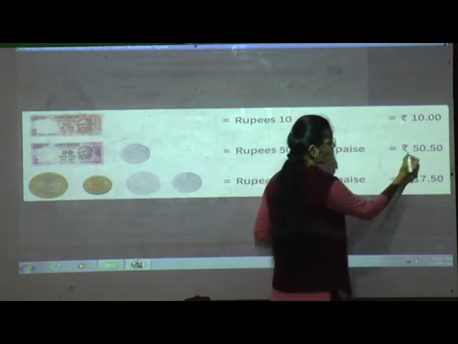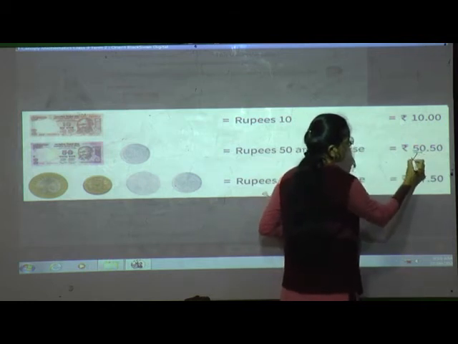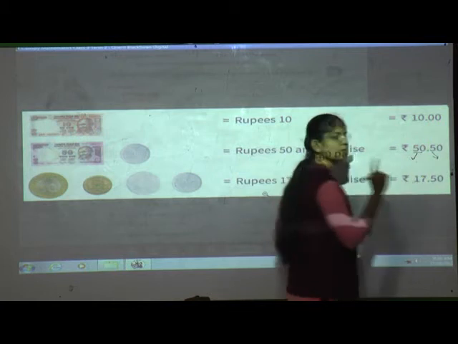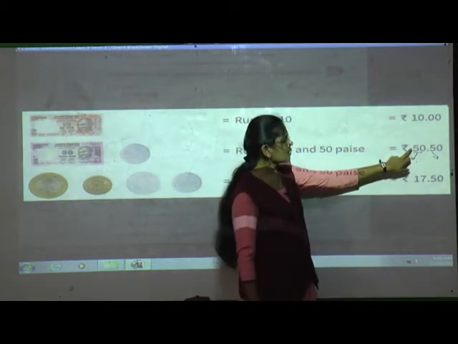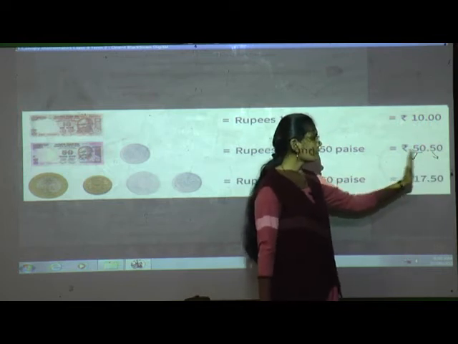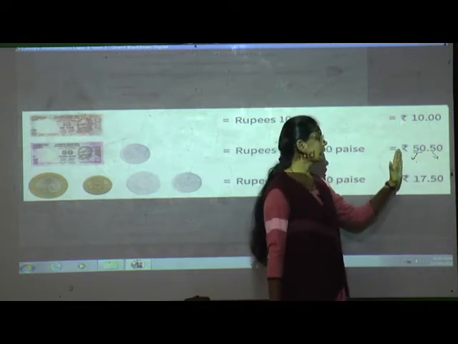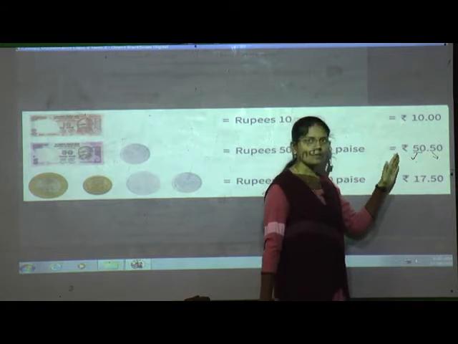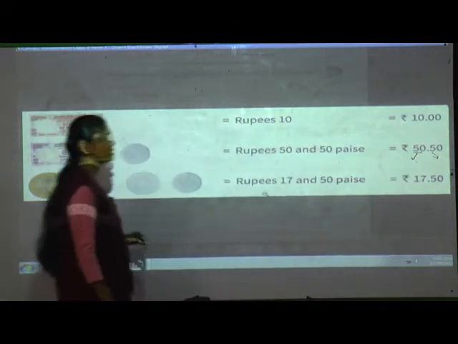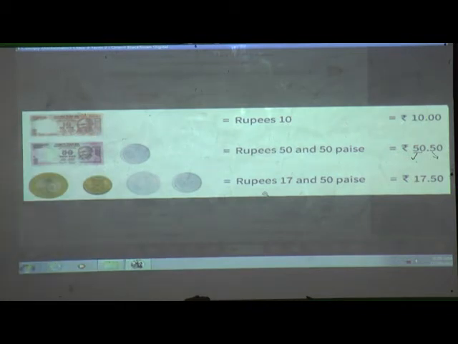Now 50.50 means this 50 shows us rupees and this 50 shows us paisa. Before the dot, whatever number is there tells us the value of rupees, and after the dot, whatever number is there tells us paise. So rupees 50 and 50 paise means rupees 50.50.